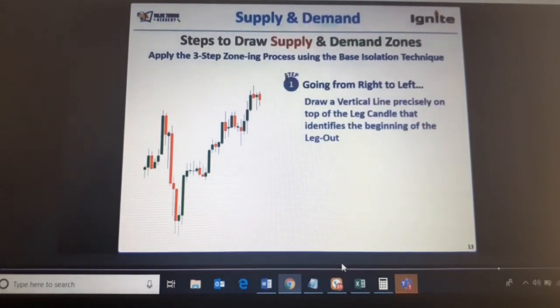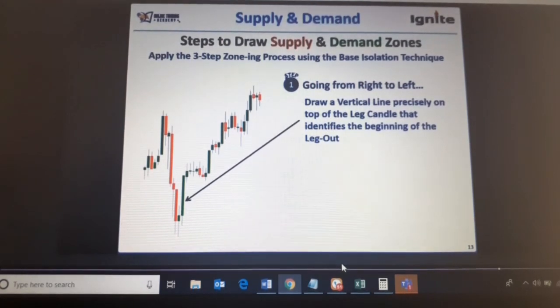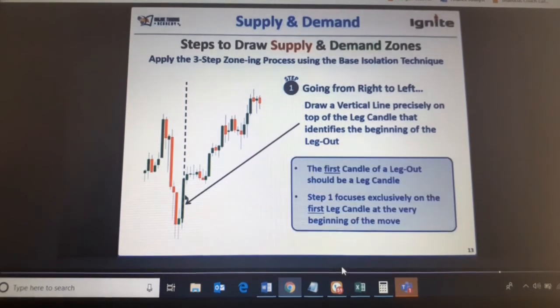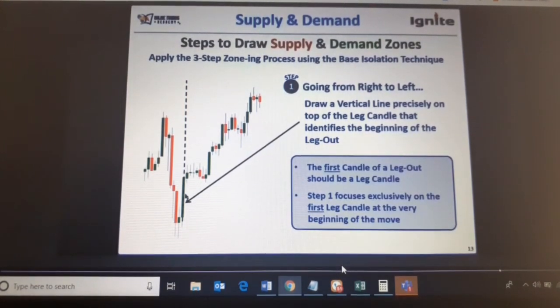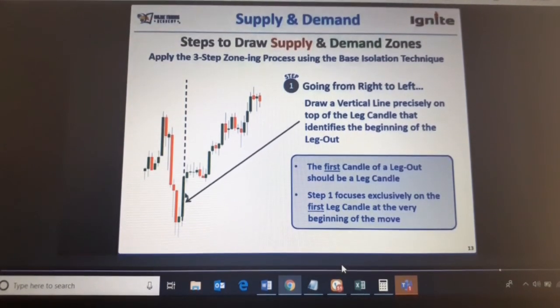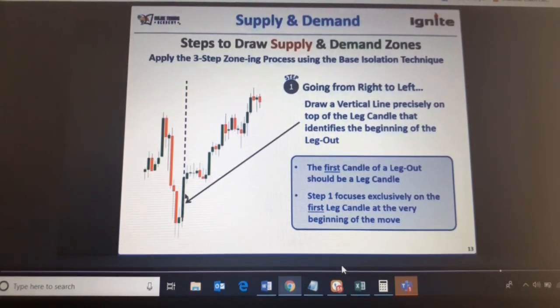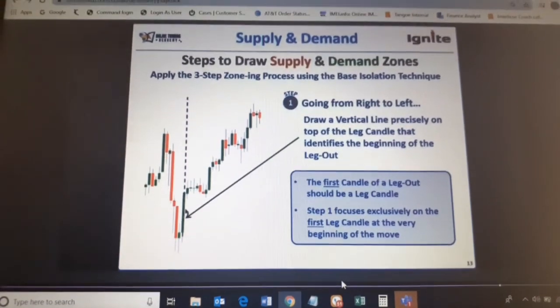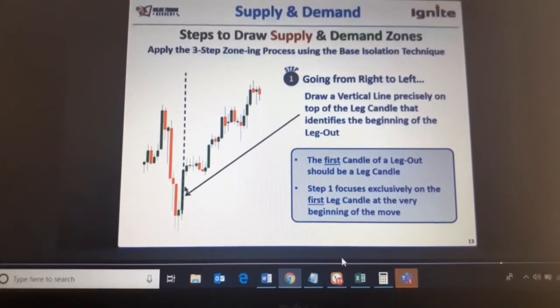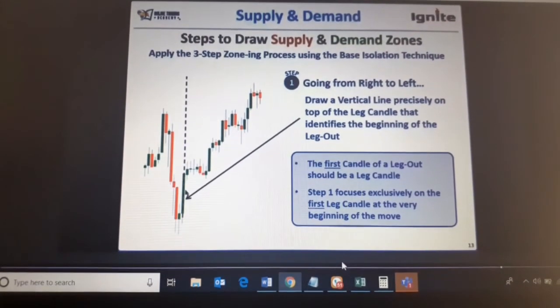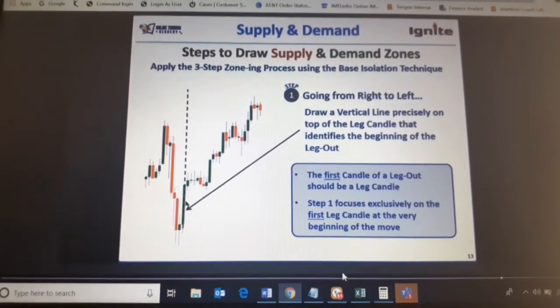Okay, going right to left, draw a vertical line precisely on the top of the leg candle. So once you find a strong rally, a strong leg candle, you draw it. You draw a vertical line over here, just what I have done in the homework. So the first candle leg out should be a leg candle. Step 1 focuses exclusively on the first leg candle at the very beginning of the move.